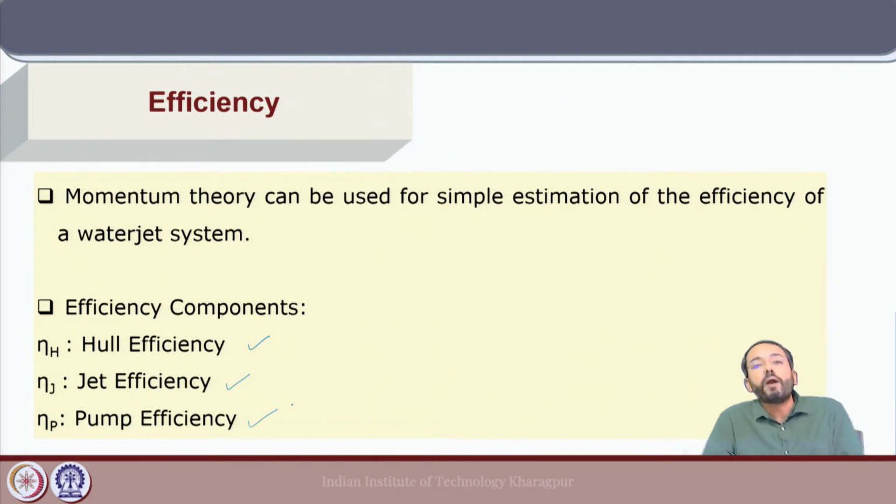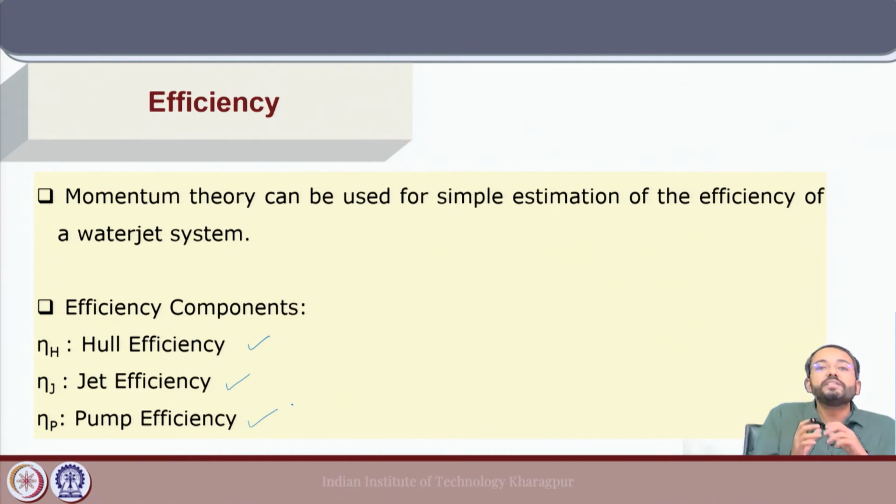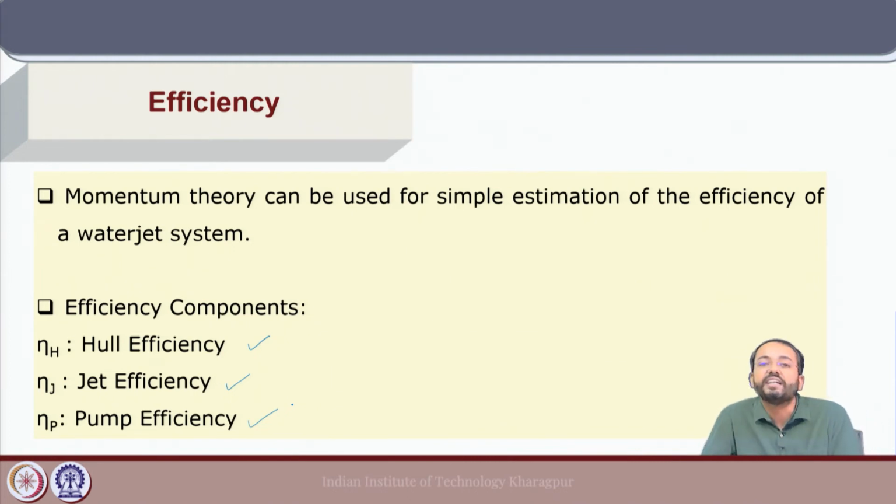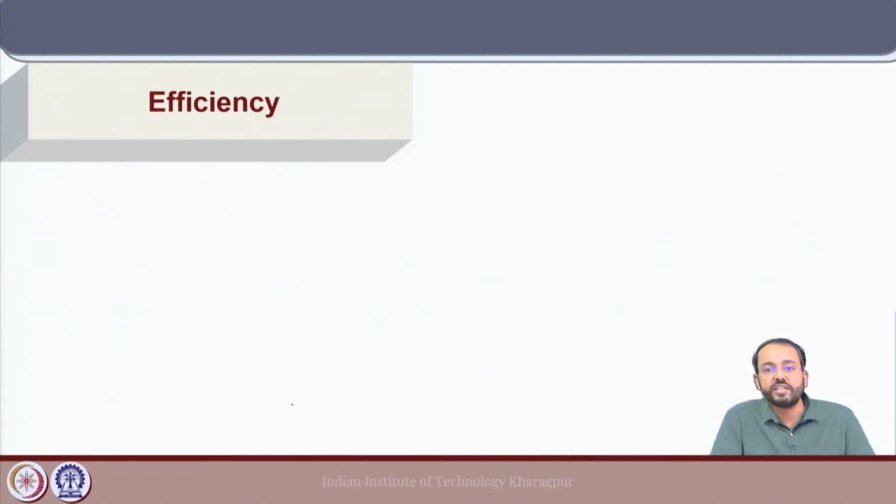Next, we have the pump efficiency. Now, the pump is the impeller which is housed within the ship hull, which forms the integral part of the water jet system, and the efficiency of the pump is very important in defining the efficiency of the entire water jet system. So, these are the important efficiency components for a water jet system.